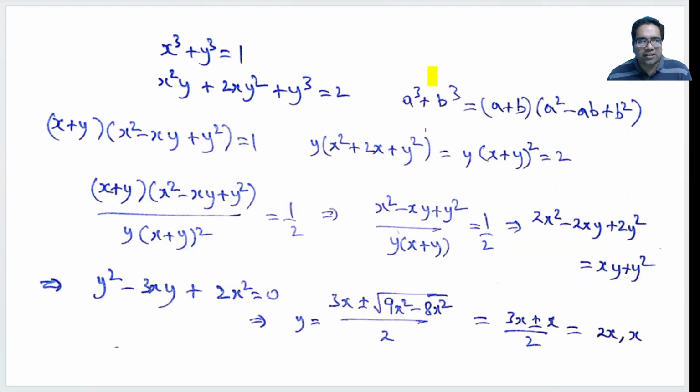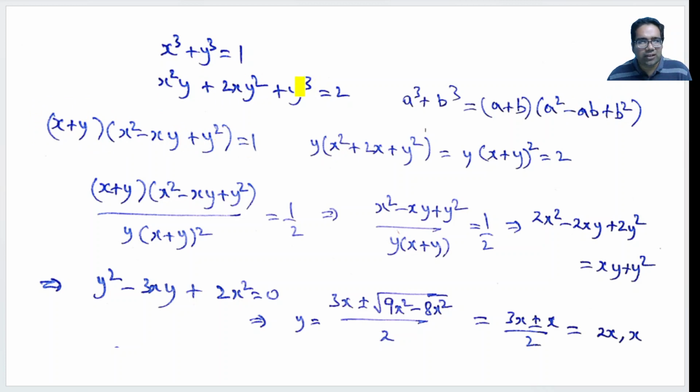What is a cube plus b cube? It is (a plus b) times (a square minus ab plus b square). Similarly, here we are given x cube plus y cube. Let us simplify this to bring x plus y outside, and the remaining part will be in quadratic form. So x plus y times x square minus xy plus y square equals 1.